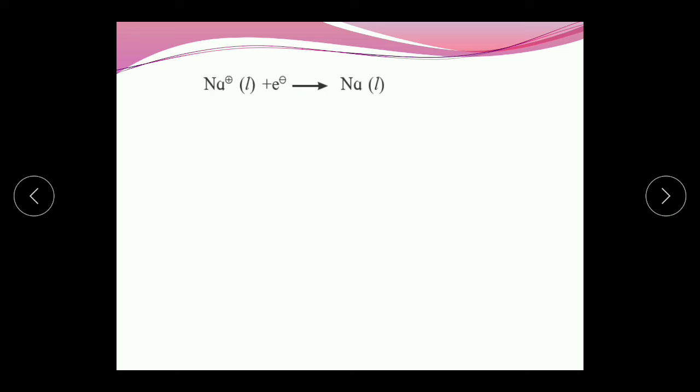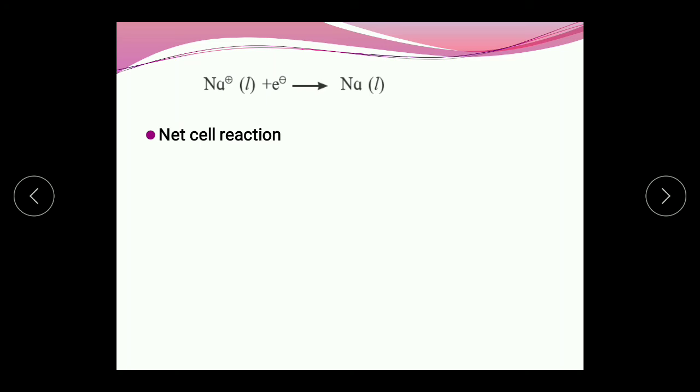This is the only process occurring because we get naturally Na. At the anode, we got Cl2 with 2 electrons, and these 2 electrons came through the battery to the cathode, where Na plus accepts those electrons and gets converted to Na. Now, what will be the total reaction occurring in that electrolytic cell? That is called the net cell reaction. And what is the net cell reaction? It is the sum of the oxidation half reaction and the reduction half reaction.